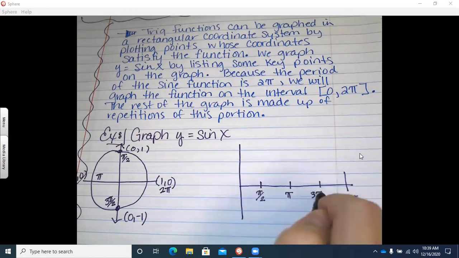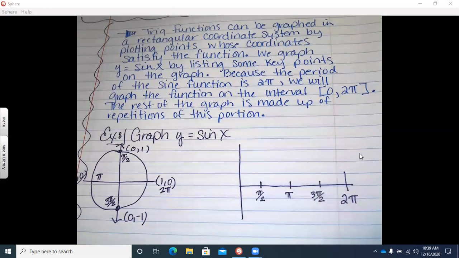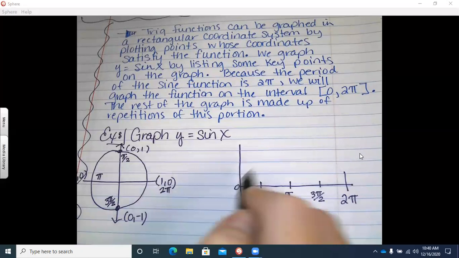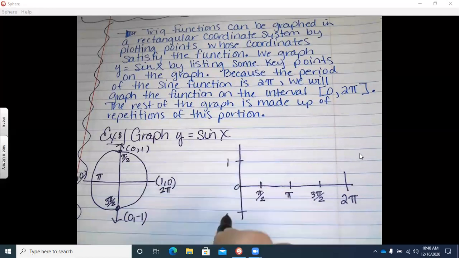So the period is 2 pi. Period is the horizontal length of a completed cycle, all right? So on the other axis, we are going to put what the possible sine values could be: 0, 1, 0, and negative 1. Those are my sine values, right? So it starts at 0, my highest is 1, the lowest is negative 1. So that's my sine.